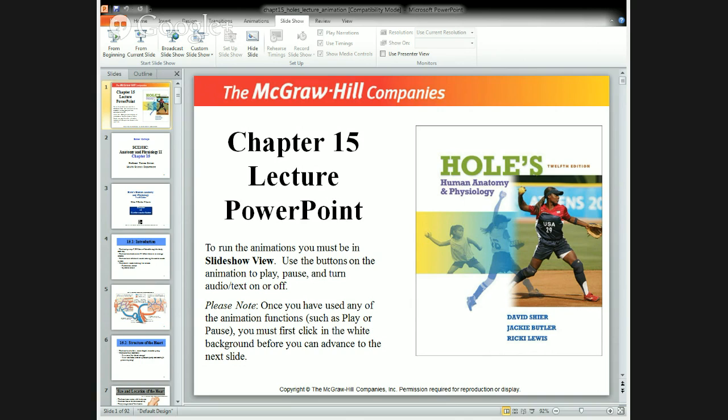And here's a vein with a valve opening, and blood is flowing towards the heart. And here's another vein with closed valves.